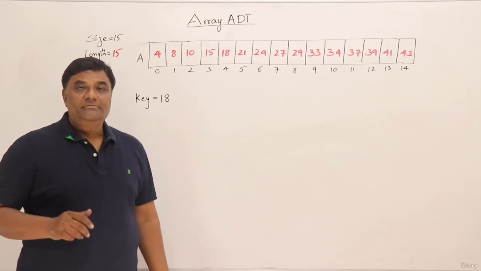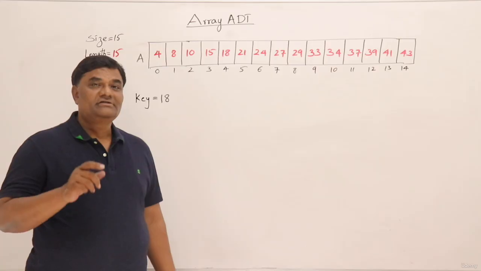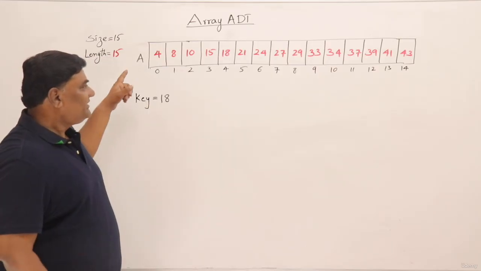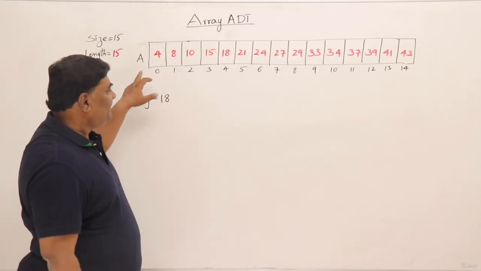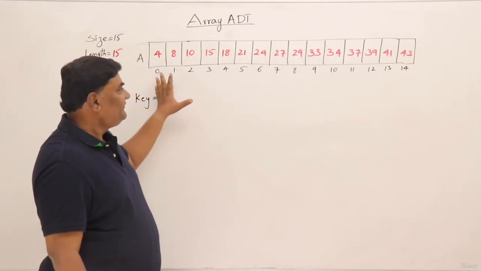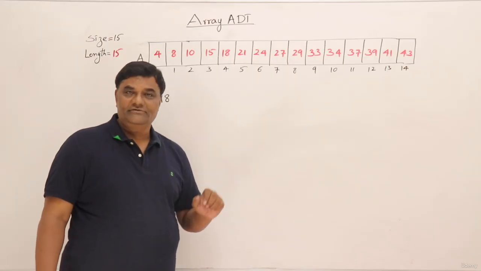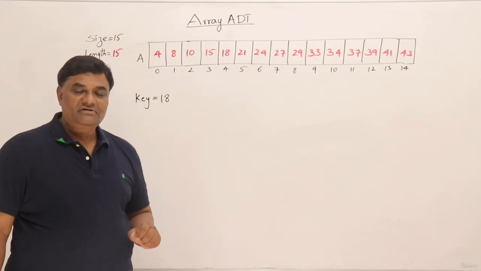Now let us look at binary search. For performing binary search, the prerequisite or the condition is that the list of keys or the elements must be sorted. So I have taken a sorted list of elements, total 15 elements. Array size is also 15 and the number of elements are also 15 and they are sorted. So this is the first and foremost condition.